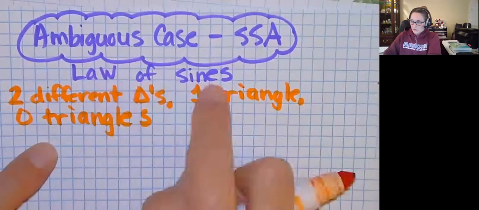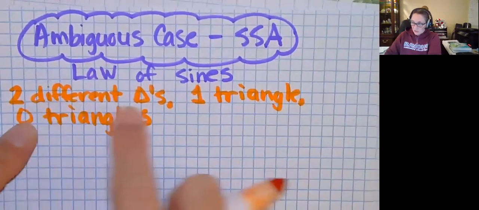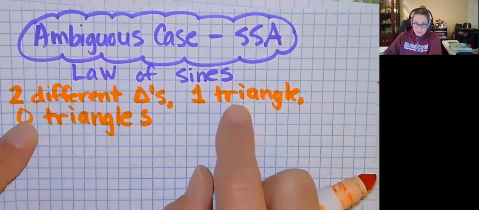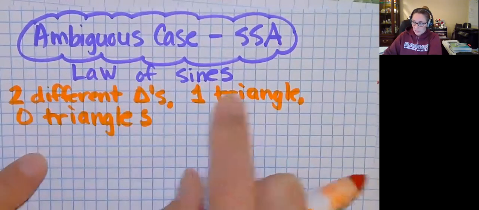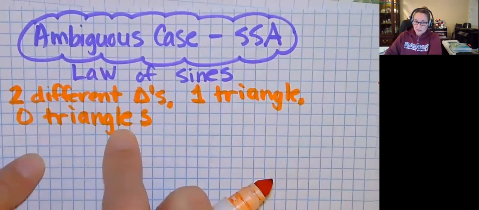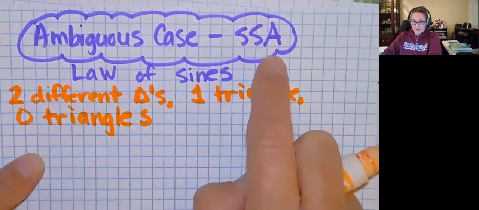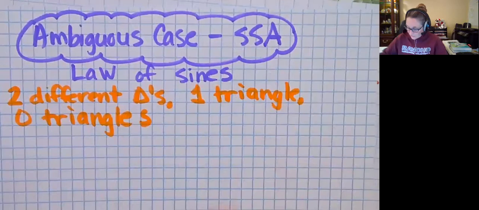So when we're doing this law of sines, you can end up with two different triangles like the picture that I just showed you. You can end up having one triangle only, that's possible, or you might end up having zero triangles. So you can end up with any of three of these cases when you have side angle. So I'm going to go through one of each.